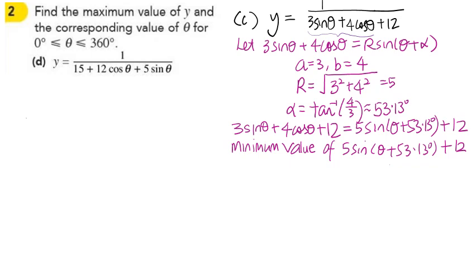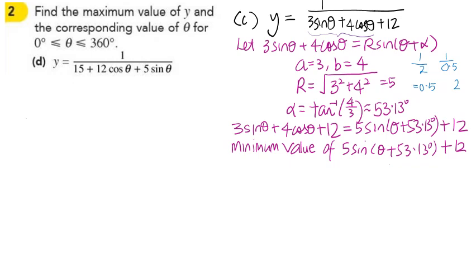Okay, so therefore, your 3 sine theta plus 4 cos theta plus 12 can be expressed as 5 sine bracket theta plus 53.13 degrees plus 12. Now, just take note, let's look at these two fractions, a half and 1 over 0.5. You'll see that 1 over 2 is 0.5, but 1 divided by half will actually give you 2.